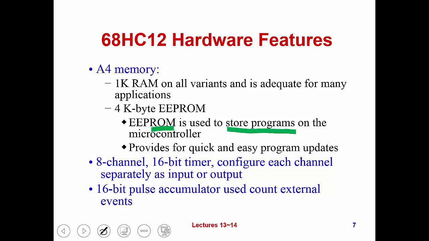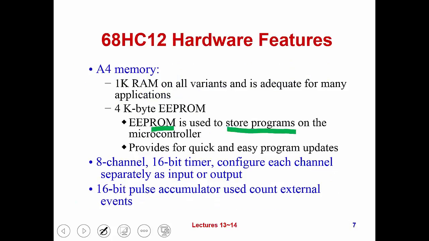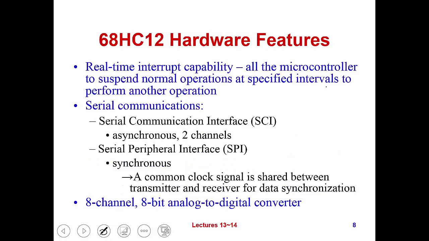If we assume it hit something 3 times or more, then we may ask the robot to turn around. So sometimes we need to count how many times we have experienced external events. That's the job done by the 16-bit pulse accumulator. We need to accumulate how many times we have those events.